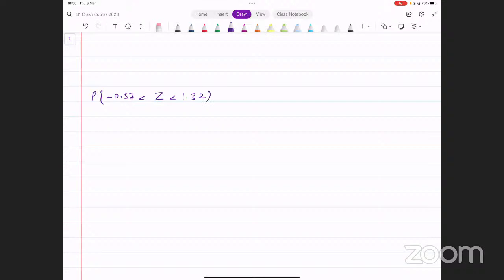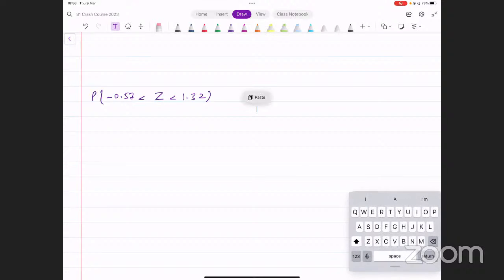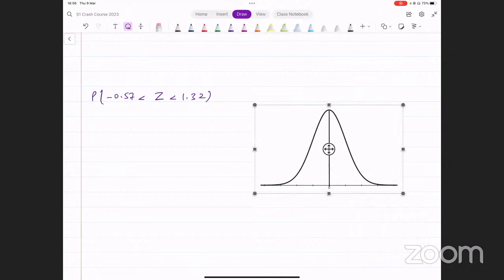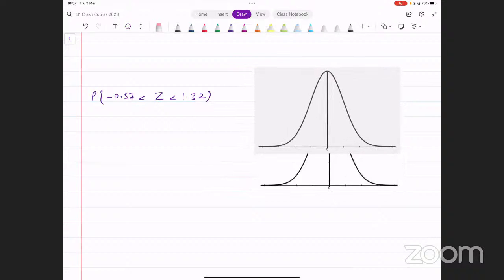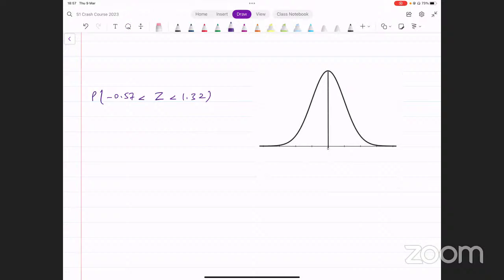Now, again, we could start by thinking of the curve. This is how the curve looks. And the area that we're looking for is the area between minus 0.57. So minus 0.57 might be somewhere here. Let's say this is minus 0.57. And then 1.32, that may be somewhere here. This is the region that we're looking for. Okay, the region between these two values. Now, how do you find this area?